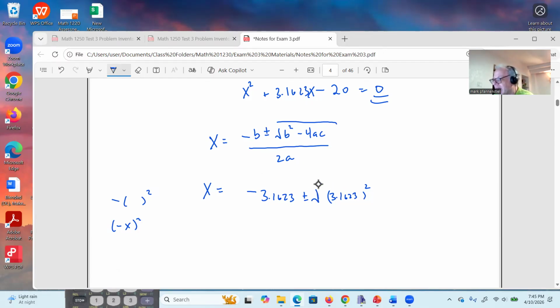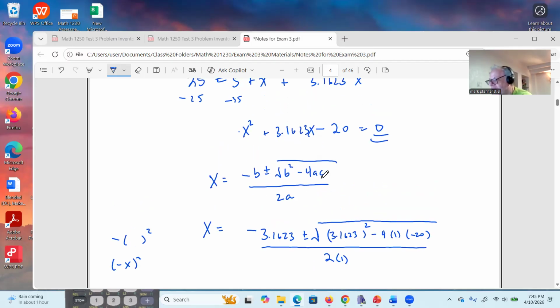So we have plus or minus 3.1623, squared, minus 4. What was my A? A in this case is 1, right? Because the coefficient on the x squared is just the 1. Minus 4AC, and my C is going to be negative 20. Be careful about your signs on that one, your sign signs. Be careful of those two, but they don't occur here. All divided by 2 times 1.